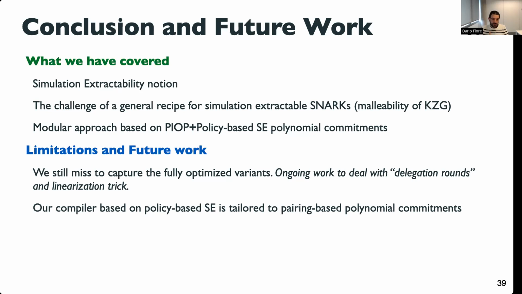But on the other hand, the good part is that we have a general framework, because our goal was not just to prove simulation extractability of existing constructions, but to give a recipe so that people can come up with new IOPs, and with a few checks, they will know that they will be compiled to something that is simulation extractable. Another limitation is that our compiler, which is based on policy-based simulation extractability, is tailored to pairing-based polynomial commitments, because some of the properties it uses are specific to algebraic adversaries in bilinear groups.